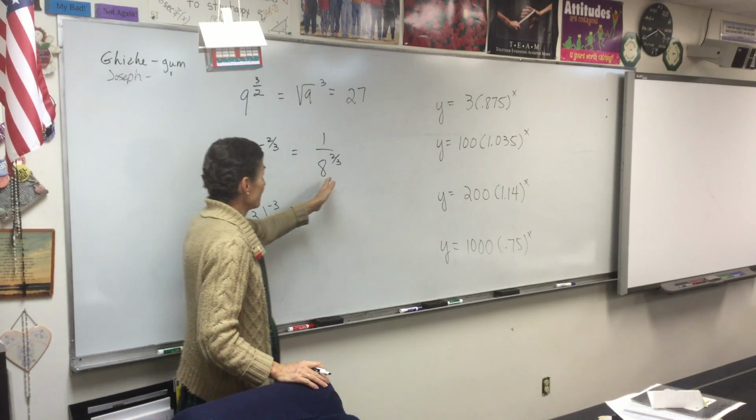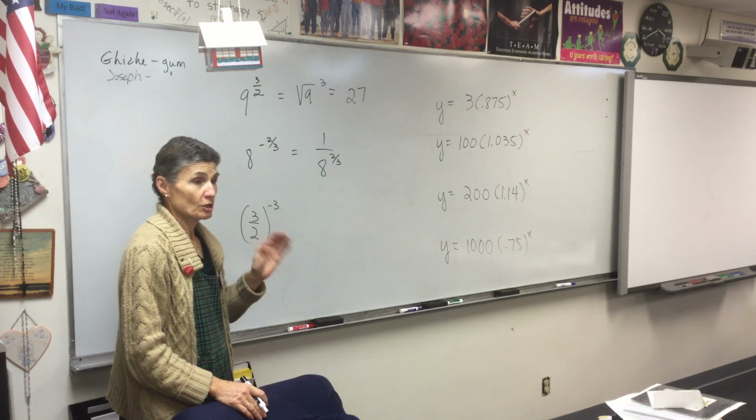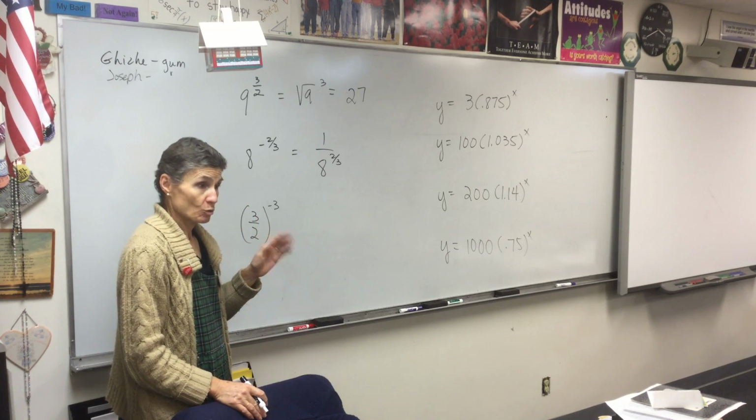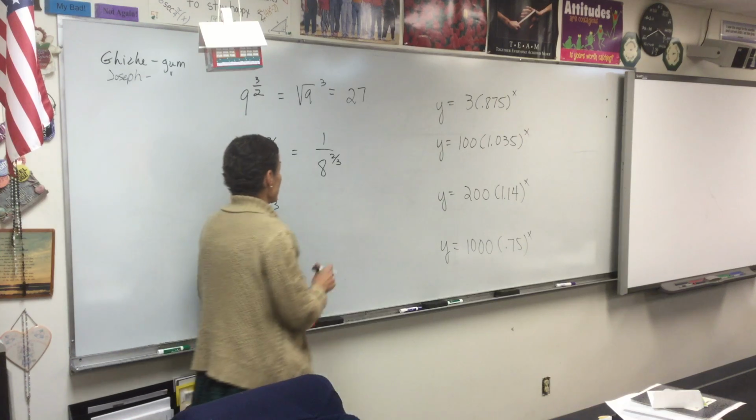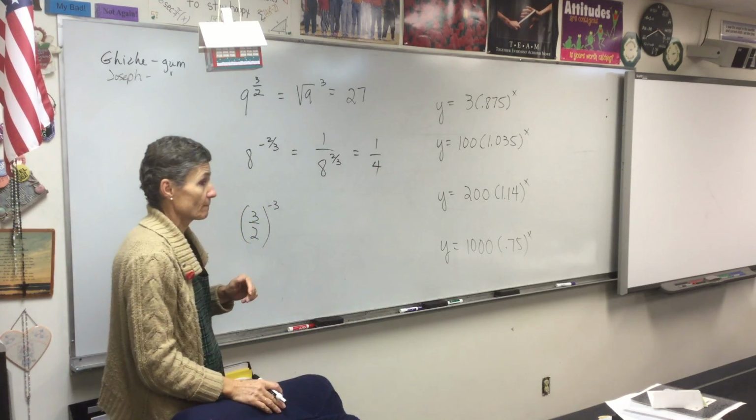So now I still have 8 to the 2/3. What is 8 to the 2/3? The cube root of 8 squared, which is 4. So the answer would be 1/4.